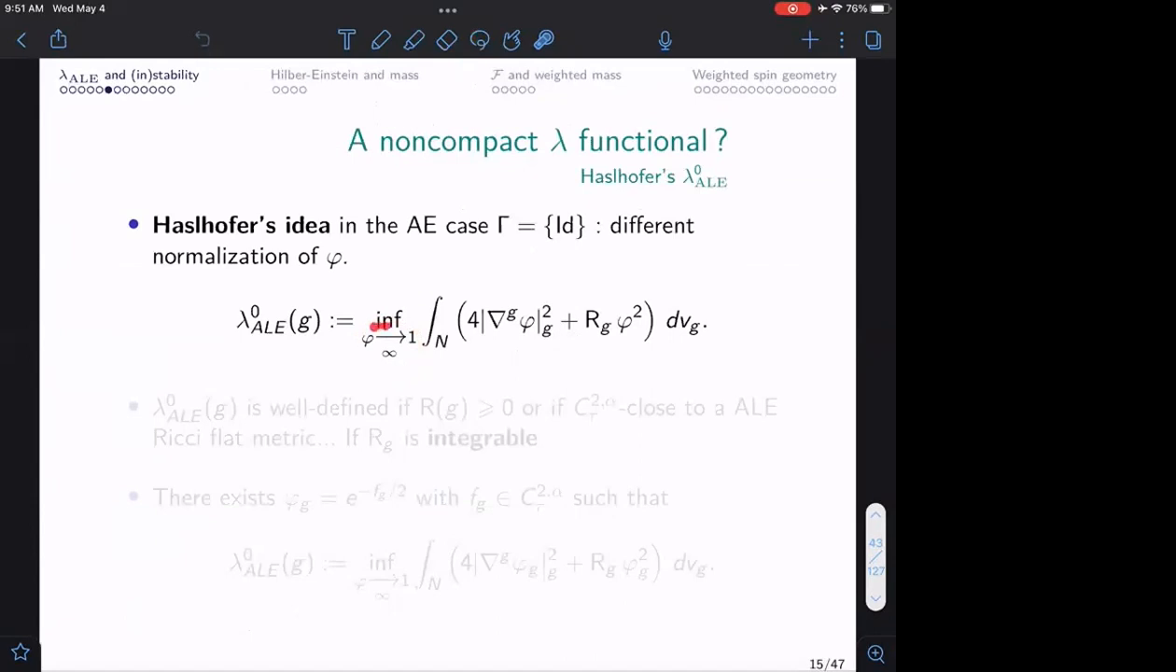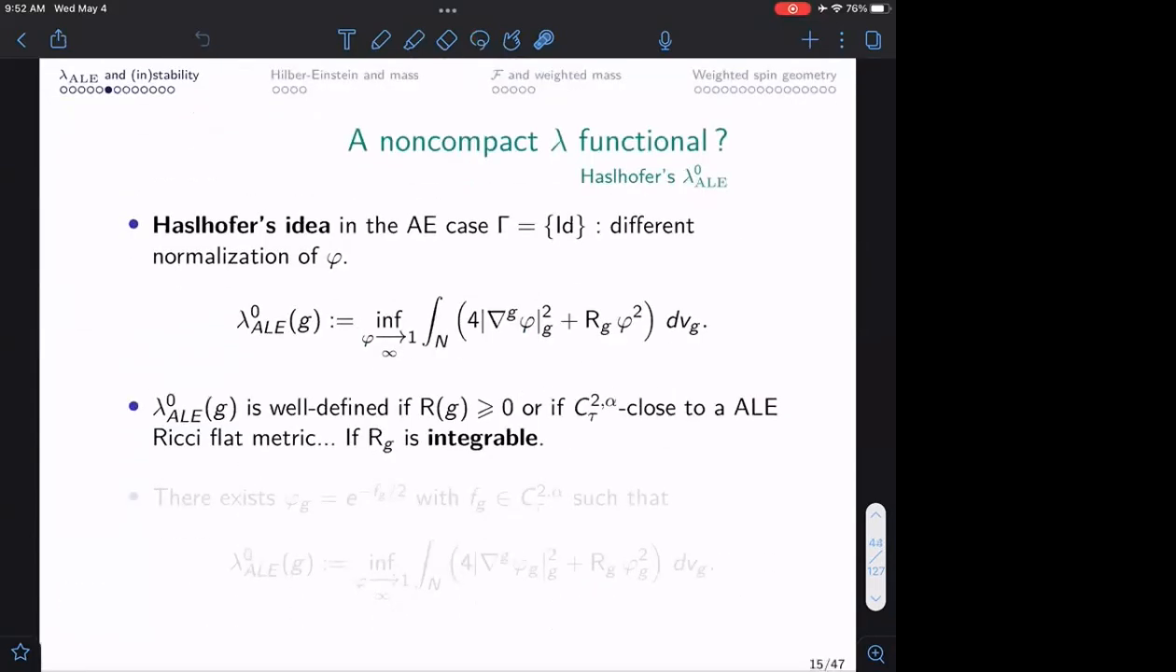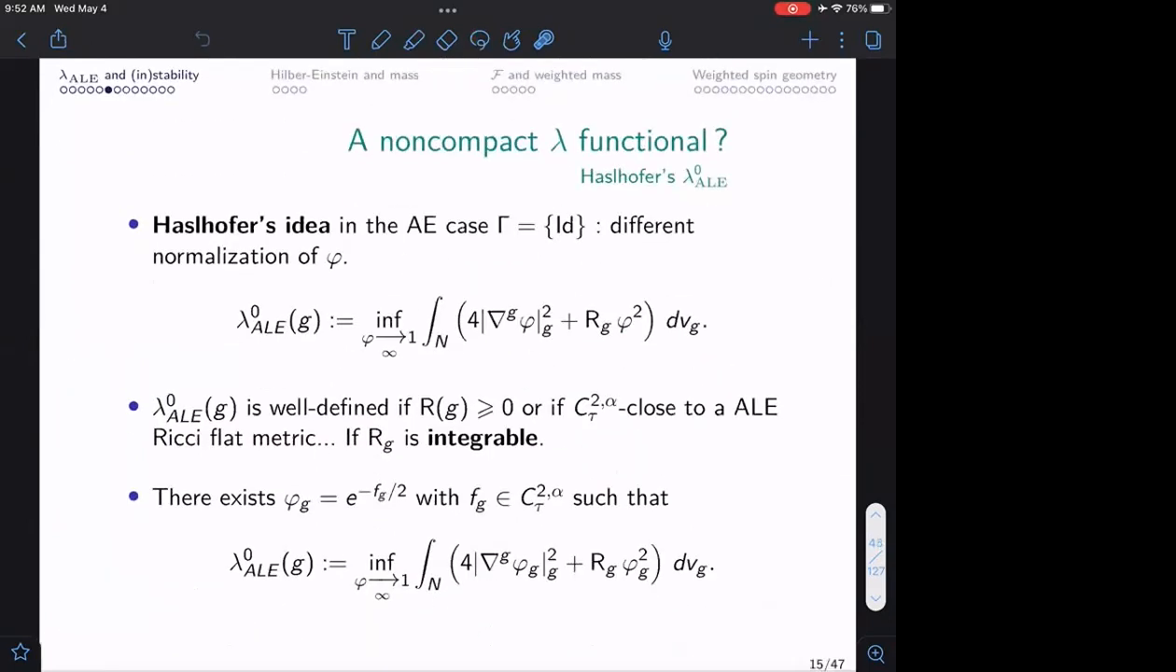But remember, in the lambda functional here, you were taking the infimum over phi such that the integral of phi squared is equal to 1. That was the set of functions you were minimizing on. Here, Hasselhofer minimizes over functions that tend to 1 at infinity. It's a different normalization, but it makes the functional well-defined, at least when scalar curvature is non-negative, or when you're close to an ALE Ricci-flat metric, as long as scalar curvature is integrable, which is a typical assumption when you're doing general relativity. And moreover, there exists a minimizer.